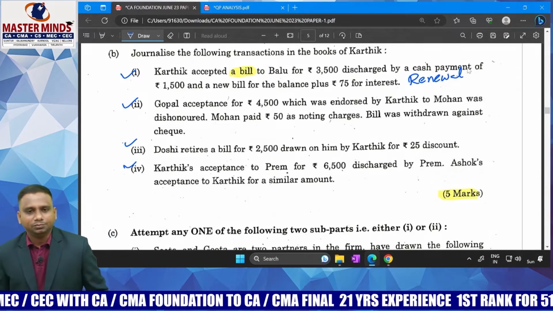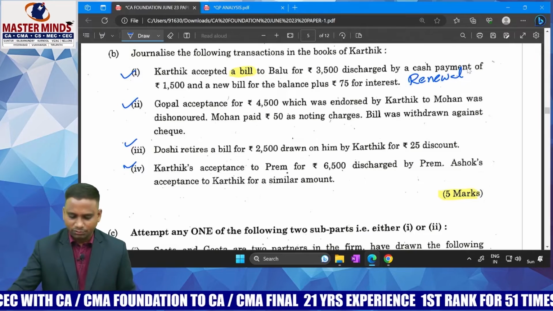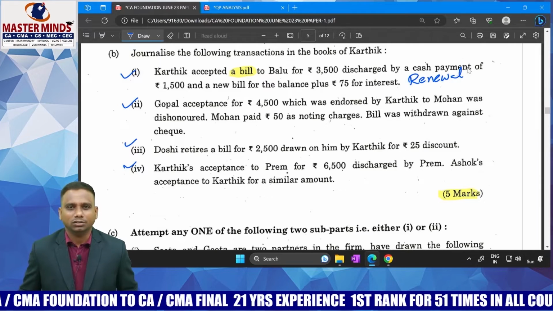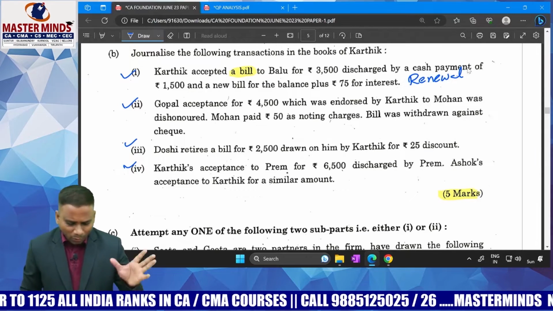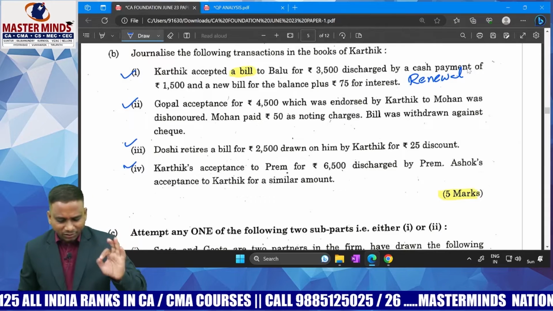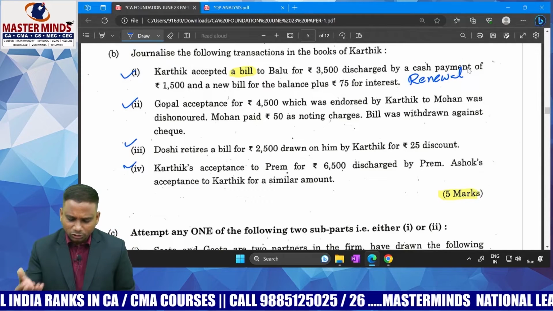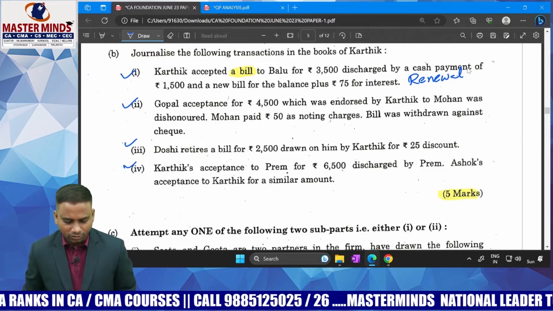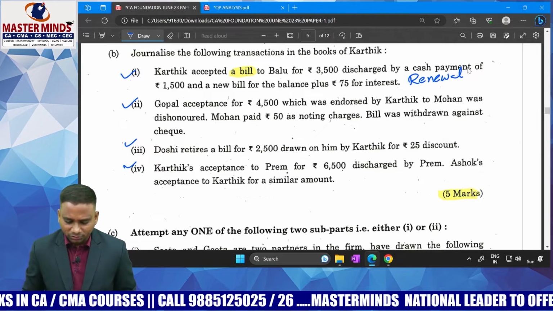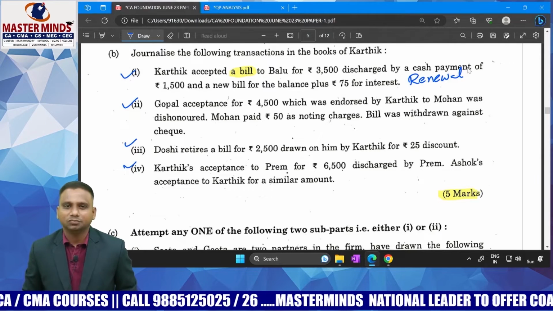Renewal of bill. Yes or no, students? Observe this. It's a renewal concept. Next, Gopal's acceptance for 4,500, which was endorsed by Karthik to Mohan, was dishonored. Mohan paid 50 as noting charges. Bill was withdrawn against check.